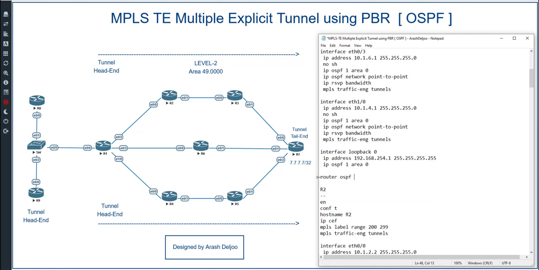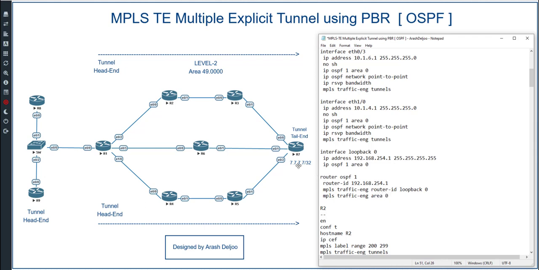And then let me replace the ISIS configuration with the OSPF configuration. Router OSPF 1. The first command is router-id 192.168.254.1. The second command is the MPLS traffic engineering commands: mpls traffic-eng router-id loopback 0, and then mpls traffic-eng area 0. That's it. This is the configuration of MPLS traffic engineering on router 1.